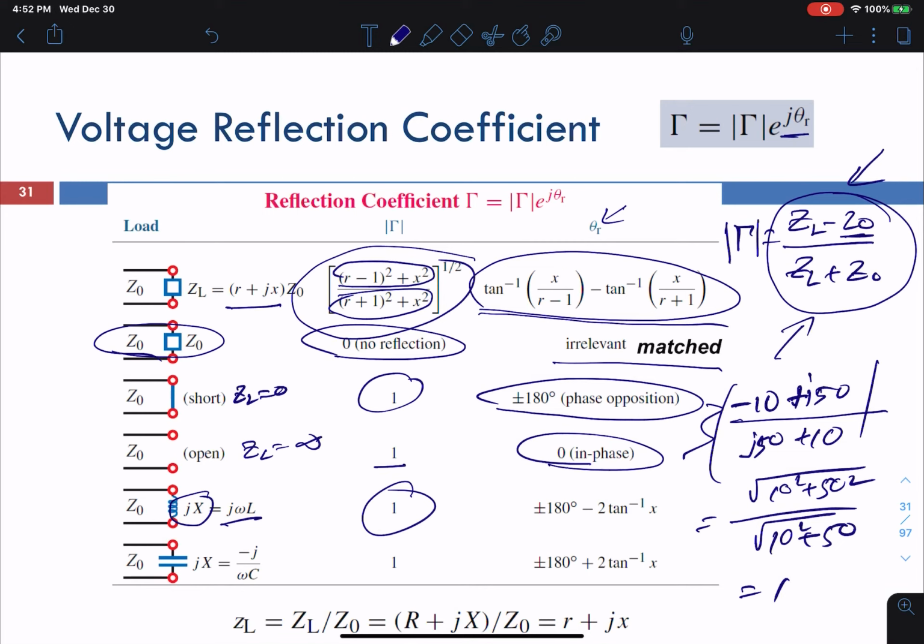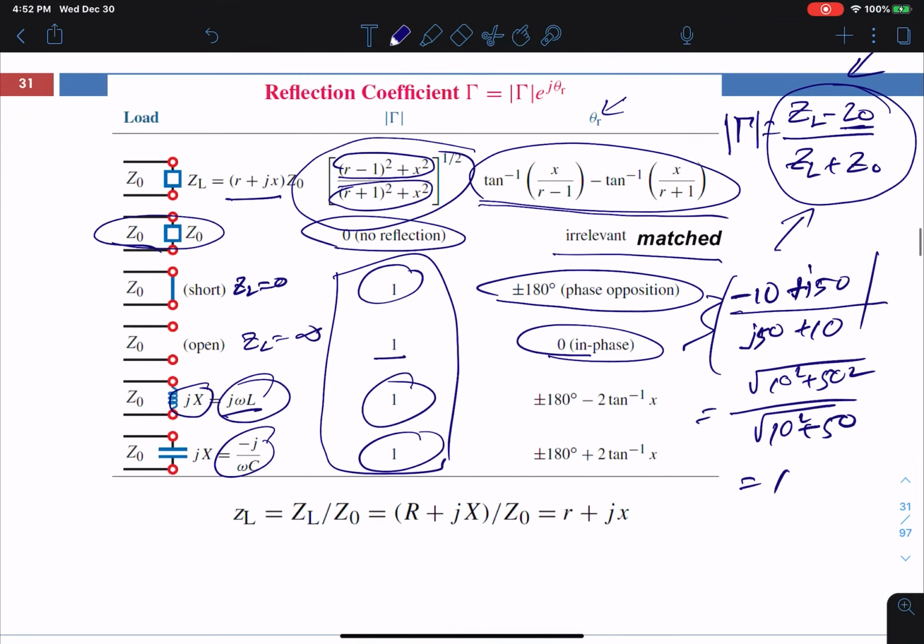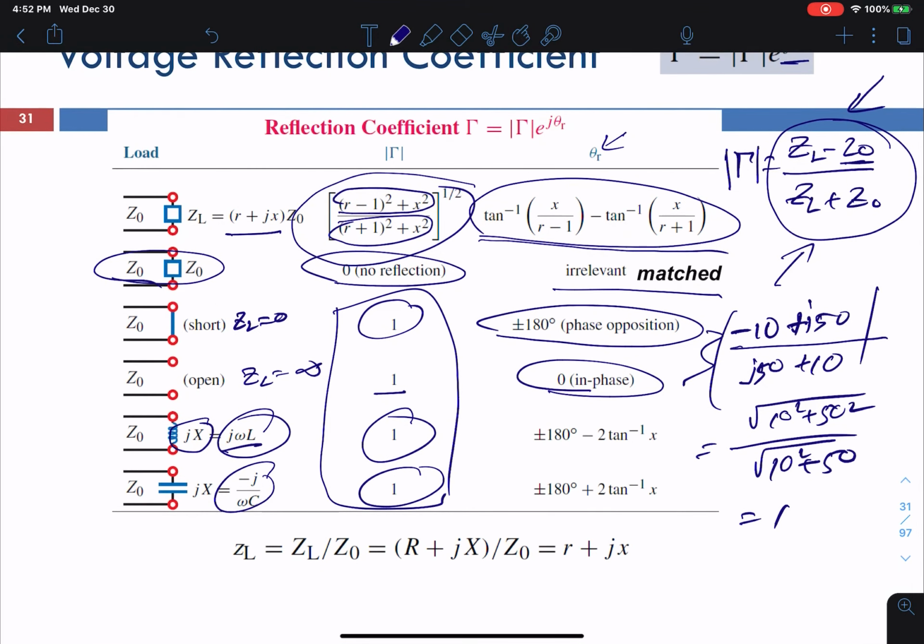That means if you have a purely inductive or purely capacitive load, your reflection coefficient magnitude is 1, too. All those things will give you 100% reflection, which is not a good sign. Your load is not receiving anything, reflecting back everything. More of that we're going to explore in the class, why the angle happens. All right, I'm going to stop here, and we're going to go to the next part in the next video.